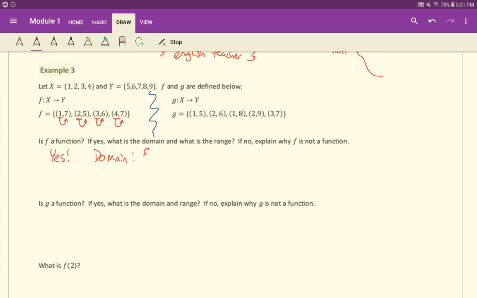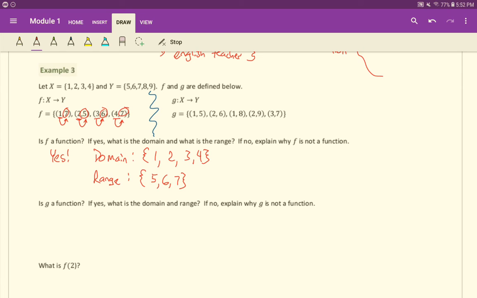So the domain is going to include the numbers 1, 2, 3, and 4 for these x values in their ordered pairs. And again, use the braces to group them. For the range, we're going to look at the y values. You'll notice that the 7 repeats. We don't need to write that more than once, so I can just write 5, 6, and 7 like that.